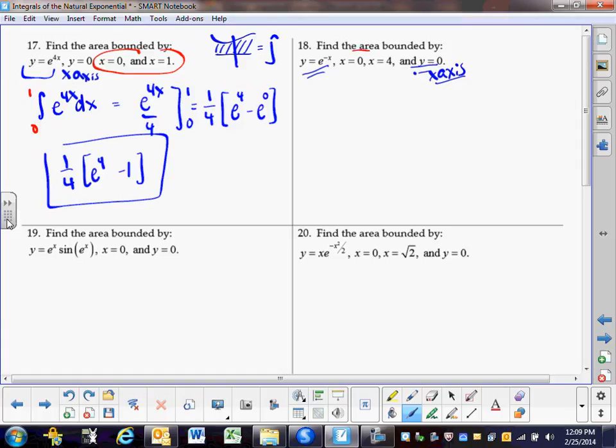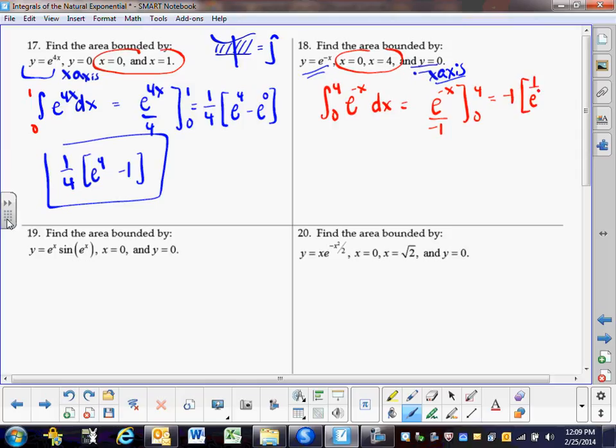Okay, for the next one, we again have the x-axis. Oh, can't spell. It's a good thing I teach math. X-axis and a curve, which means we're doing the regular integral, and they're telling us from 0 to 4. So from 0 to 4, we have e to the negative x dx.